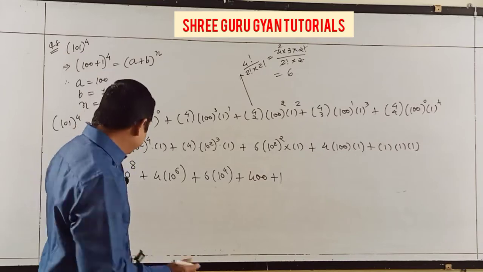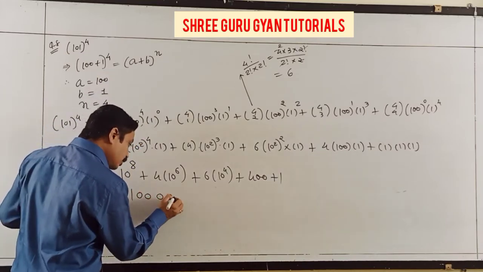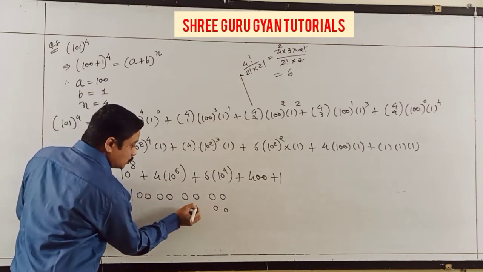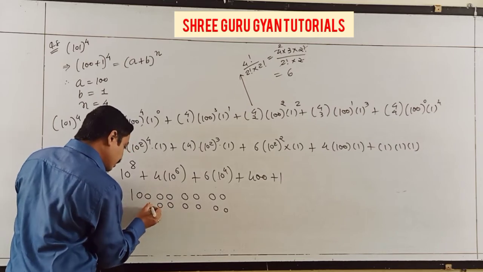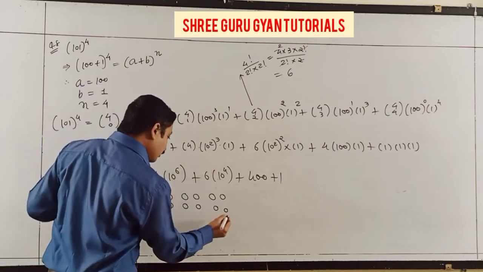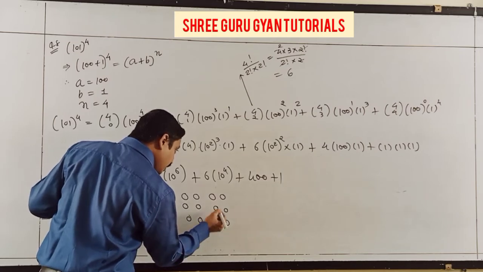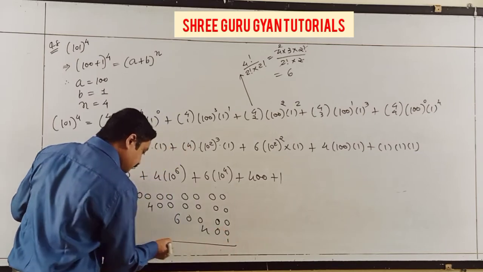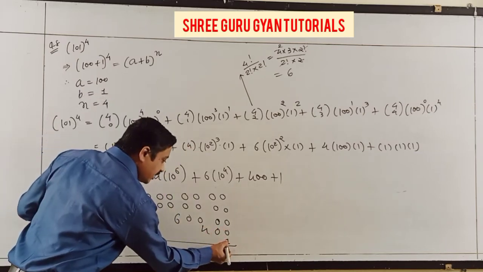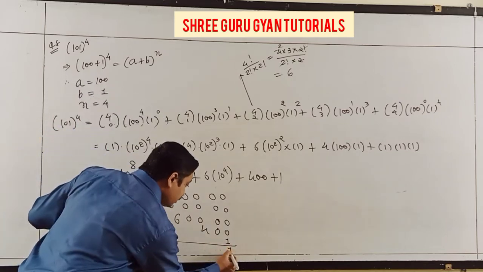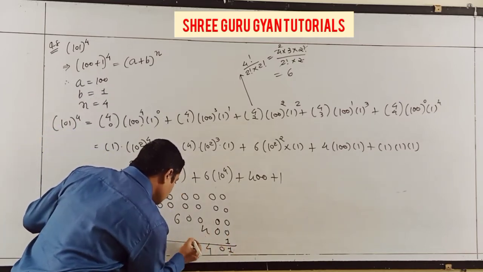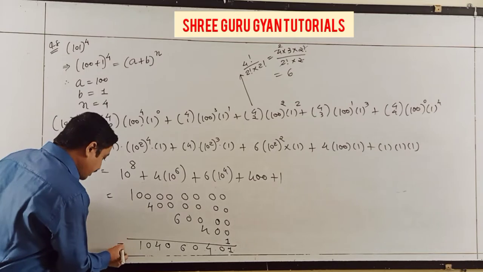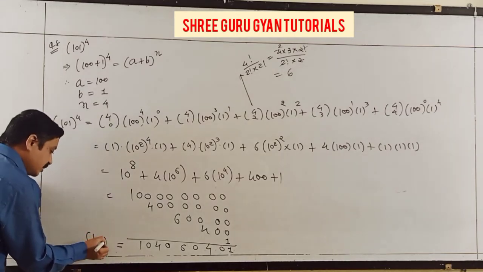Now these are all additions. 10 to the 8 means 1, 2, 3, 4, 5, 6, 7, 8 zeros. Now 10 to the 6, so 1, 2, 3, 4, 5, 6. Here 400 with the 4. Here 10 to the 4, 1, 2, 3, 4 with the 6. And last 400 and last 1. And by this addition you get the final answer. So adding systematically, 1, 0, 4, 0, 6, 0, 4, 0 and 1. And this is your final answer for 101 raised to 4 power.